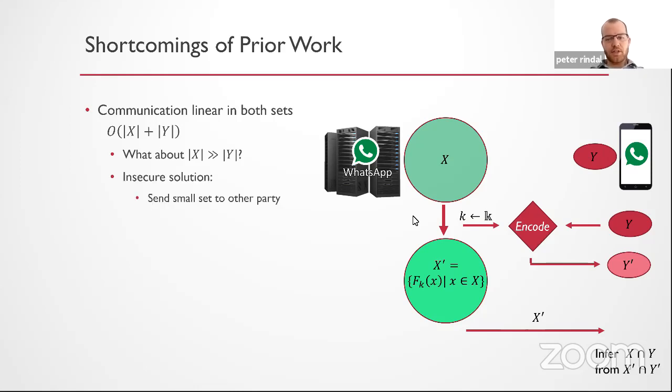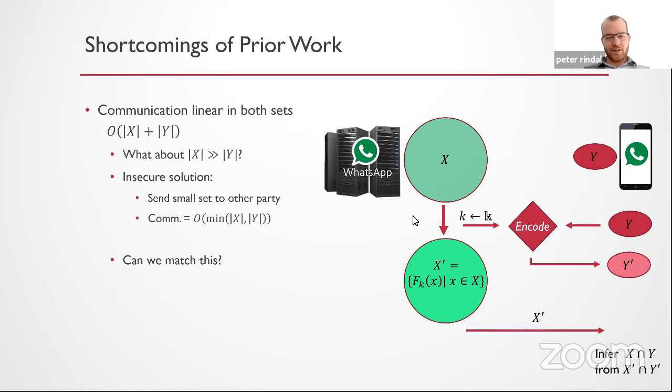Yet, if we just consider, if you don't consider security, what could you do? Well, you could send a small set to the big set side, and then compute the intersection and send it back. And so clearly, we'd like to achieve something with communication complexity more proportional to the small set size. And the question is, can we achieve this?